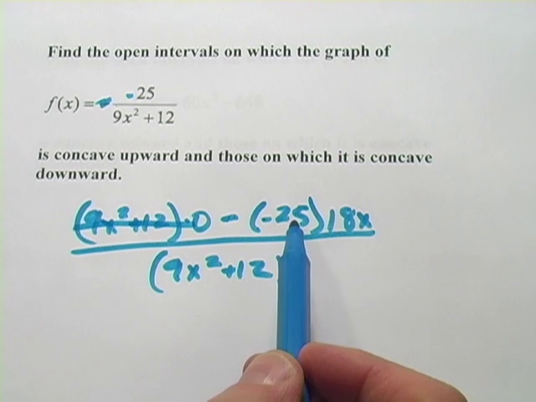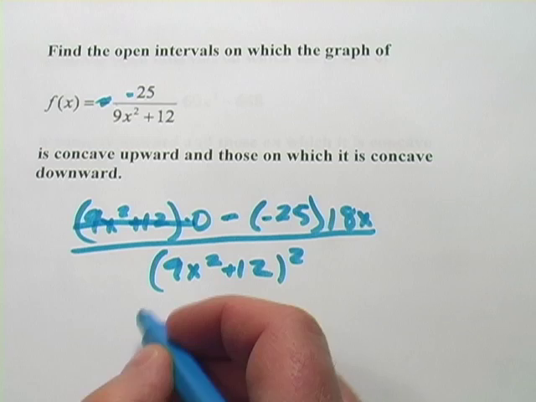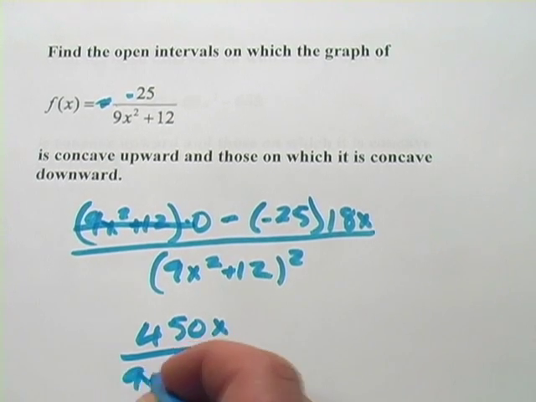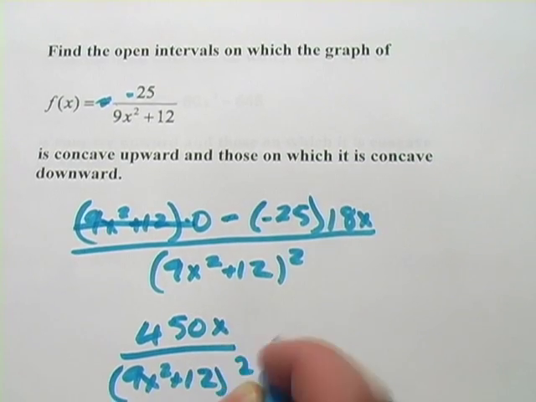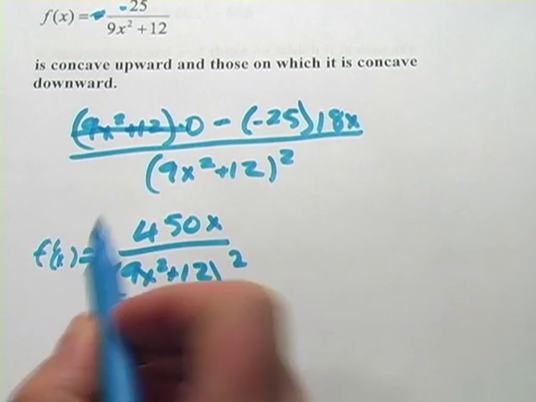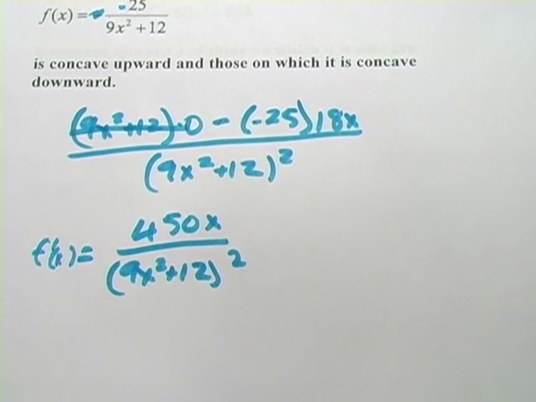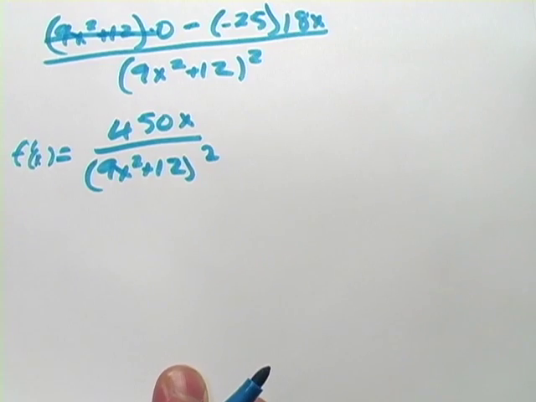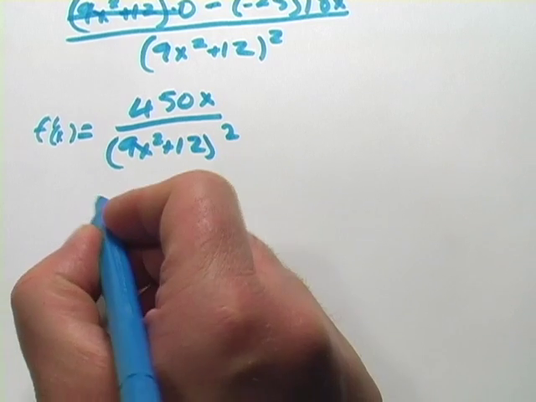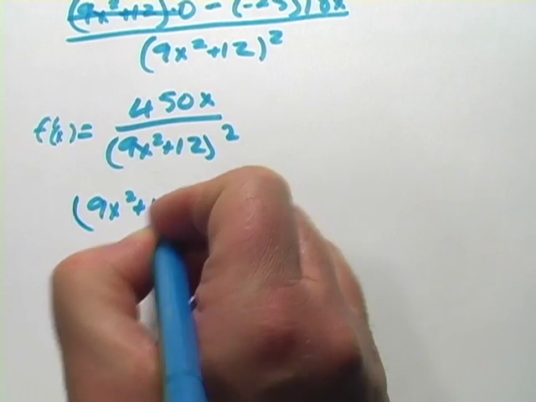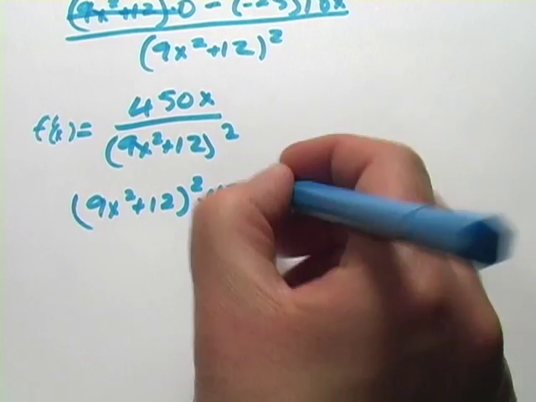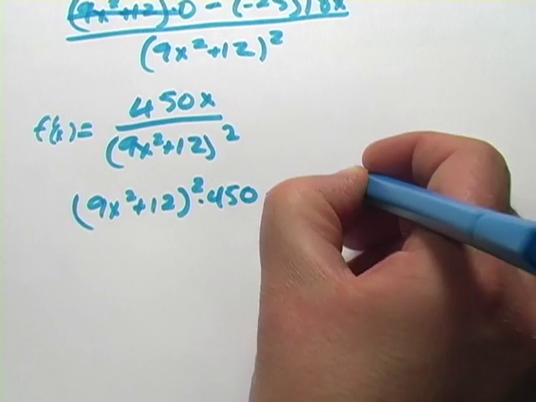So I end up with, let's see, 25 times 18. I think that's 450x over 9x squared plus 12 quantity squared. So that's the first derivative. Now we want to take the second derivative. So we'll apply the quotient rule again. So low, that's 9x squared plus 12 quantity squared, d high is times 450, minus high, so that's 450x.